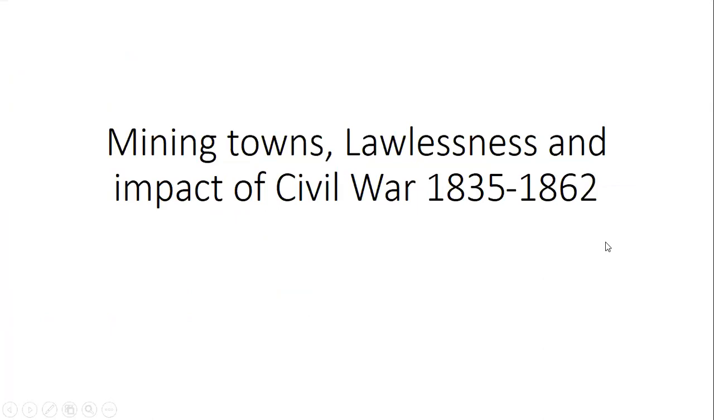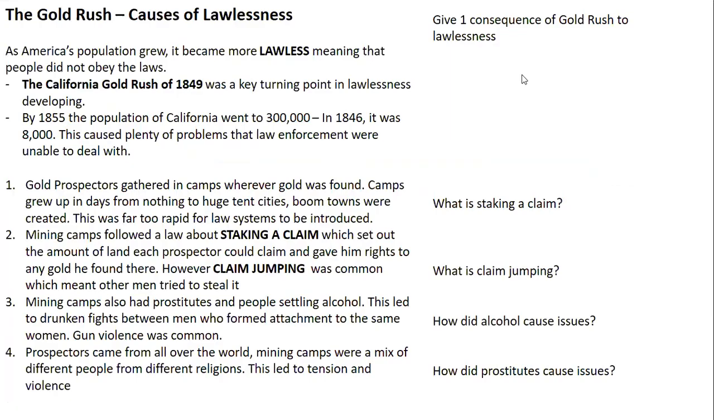So first thing we need to look at is mining towns, lawlessness, and the impact of the American Civil War, 1835 to 1862. So one of the biggest impacts on lawlessness had to have been the gold rush. There were many gold rushes during this time, but one of the most important ones was the California gold rush. It was a turning point in lawlessness.